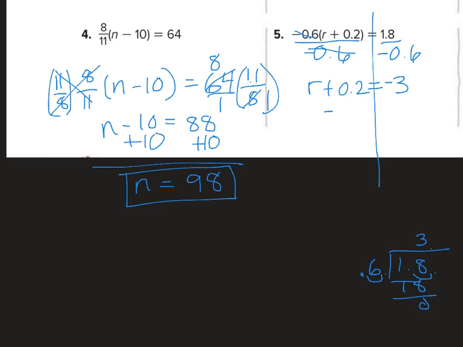Now I'm going to subtract 2 tenths from both sides to get r equals negative 3 plus a negative 2 tenths, which is negative 3 and 2 tenths.